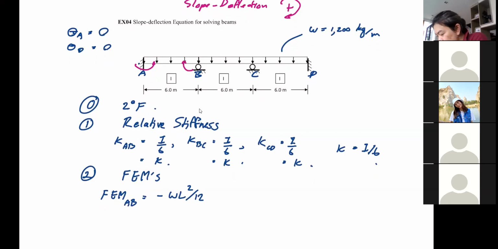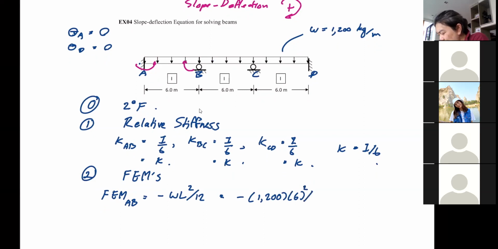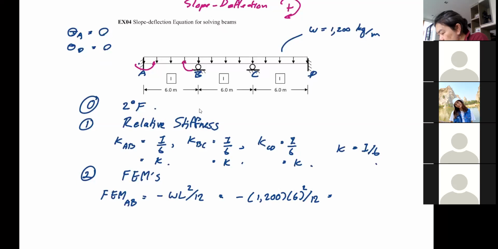So this becomes minus 1200 times 6 square. Be careful of the square and this kind of thing. So that's minus 3600 kilogram meter.